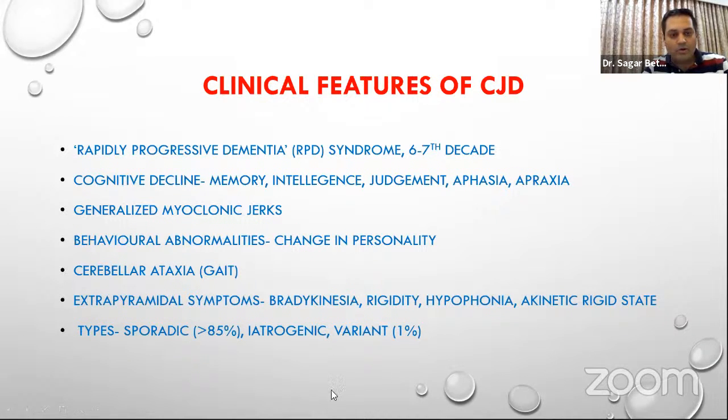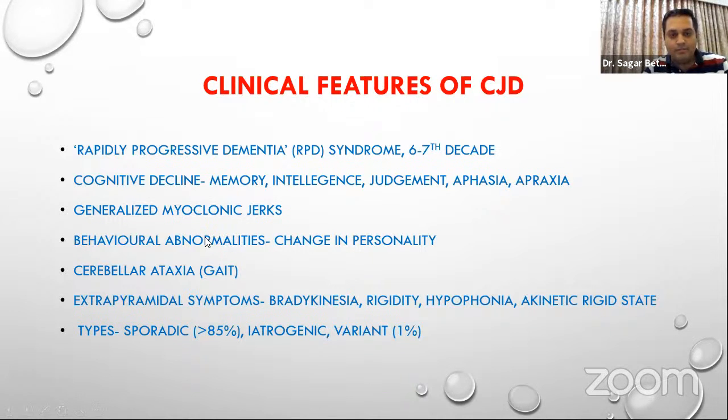So the primary features are cognitive decline and multifocal or generalized myoclonic jerks. These are the two hallmark features which progress over weeks to months. By cognitive decline, generally there is a decline of intelligence, memory, attention span, judgment, various types of aphasia and other cortical deficits, including apraxia and visual agnosia, accompanied by myoclonic jerks. So if these two are present and rapidly progressive, there is a good chance that it may be CJD. I will also discuss the other mimickers, which can look like CJD but are more treatable than CJD.